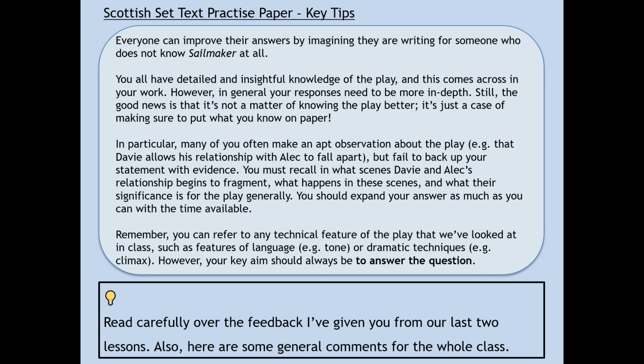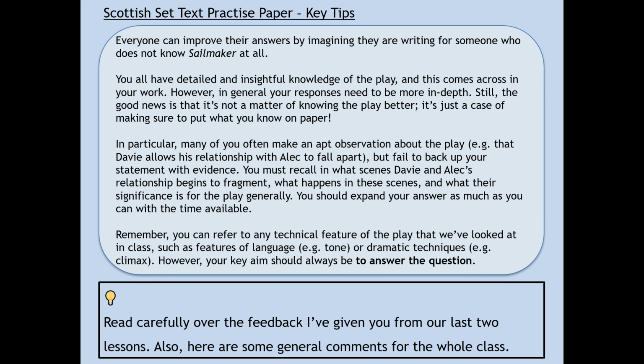You could just talk about things that happen, or plot, the personalities of the characters, or characterization, and the circumstances in which they live, or in other words, setting. If you think it's going to be helpful to refer to a dramatic technique in order to answer the question, then by all means do so.